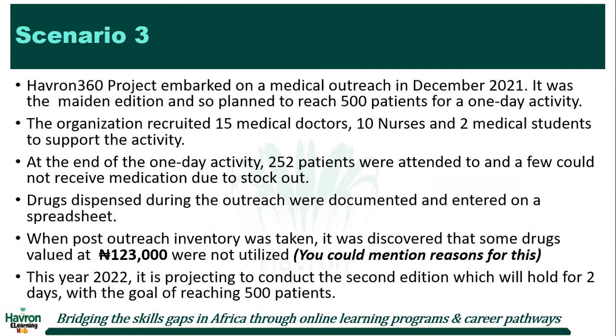A few of them could not receive medication. Why? Because of stockouts. Drugs that were dispensed during the outreach were documented and entered on a spreadsheet. Now, at the end of the outreach, inventory was taken, and it was discovered that some drugs were not used. The value of the drugs not used was 123,000 naira. Of course, at this point, you begin to reason what could have happened. Some people didn't receive drugs, but yet some drugs were left. Obviously, the thing was not planned based on data.